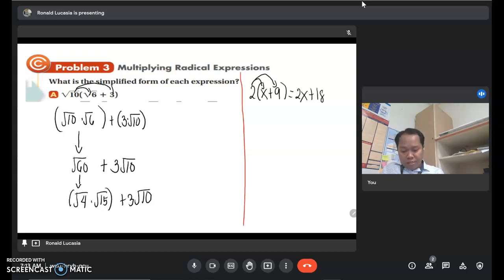The square root of 4 is 2 times the square root of 15. And then you just copy 3 square root of 10. We can no longer simplify the square root of 15 primarily because there is no factor aside from 5 and 3, and either of the two is not a perfect number. Likewise, 10 can no longer be simplified. It's because the square root of 10 can only be factored like 10 and 1, 2 and 5, and none of these factors is a perfect number.